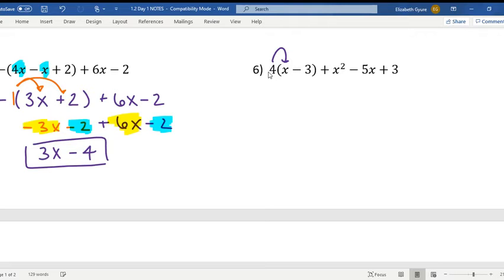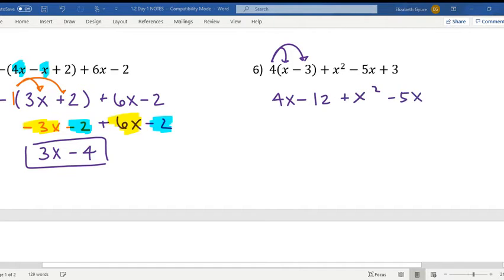Yeah, no, for sure. Yeah, I'll have it all posted after class, Len, so you should be able to look at it in SRT. So 4 times x is 4x. What's 4 times -3? -12, good. And then we haven't done anything with our x squared, our -5x, or our 3 yet. So we're just going to bring that down. Okay, good.